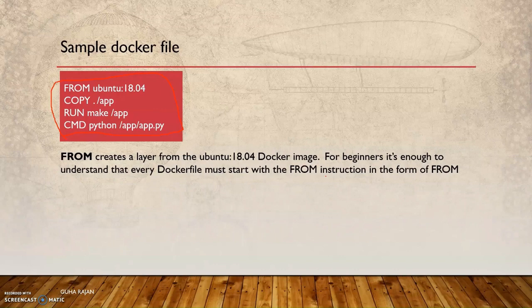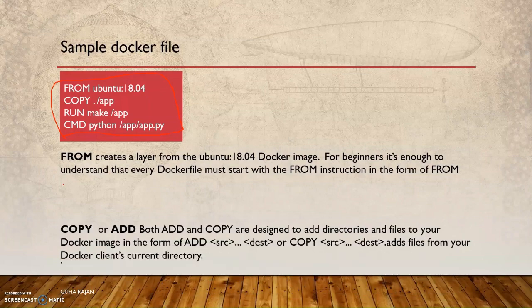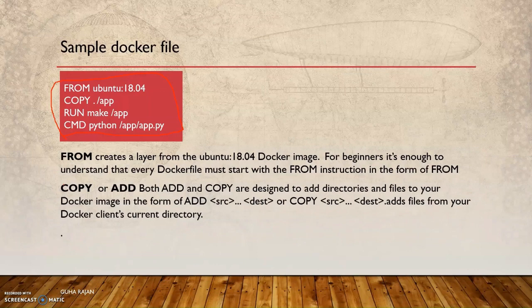files, because these are COPY, or in some cases that could be ADD as well. Some of the specific files, that is reference files or the dependency files, would be copied along when you create an image. That is where COPY is used. COPY and ADD are both designed to add directories and files to a Docker image. So they add files to the Docker image directory.